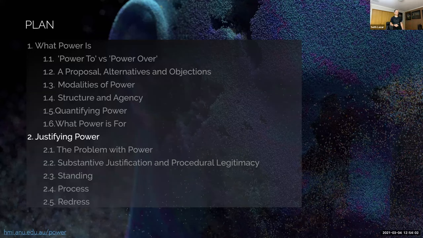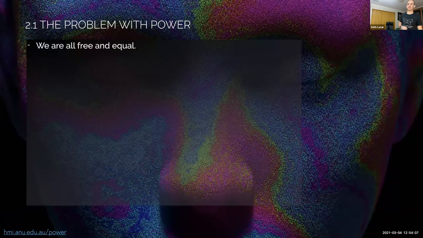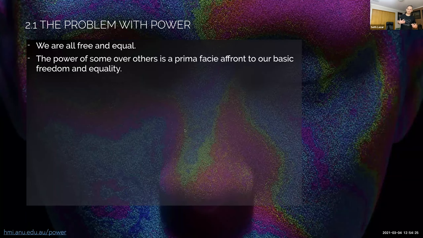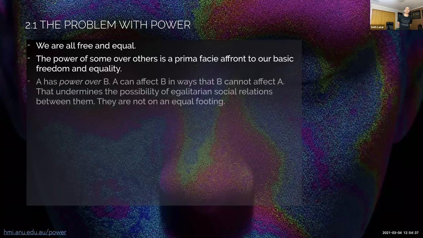Okay, so I'm going to press on. Why is power presumptively morally problematic? Well, because on a certain view of the world, we're all born free and equal. Broadly speaking, this is liberal egalitarianism, which I subscribe to. Maybe you do too. The notion that we have natural freedom and equality, and that's something that needs to be respected and accommodated within our institutions. And the fact is that the power of some over others is presumptively an affront to our basic freedom and equality.